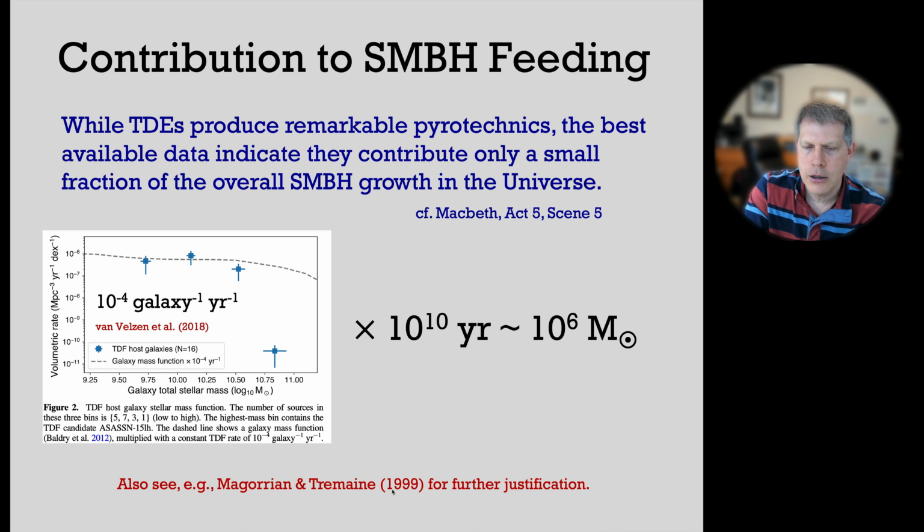McGorry and Tremaine provide a more sophisticated calculation of this type and give further justification, but end up with a rather similar number to what I'm talking about here. And so this 10 to the 6 solar masses is nice. And of course, these tidal disruption events produce remarkable pyrotechnics. But this number, derived from the best available data, indicates that these tidal disruption events only contribute a small fraction of the overall supermassive black hole growth in the universe.